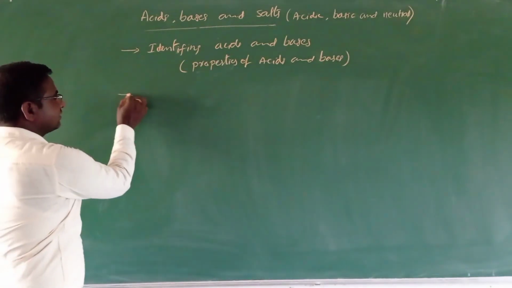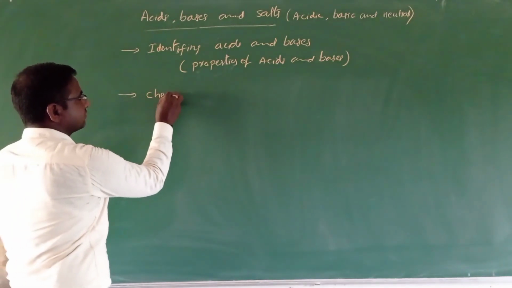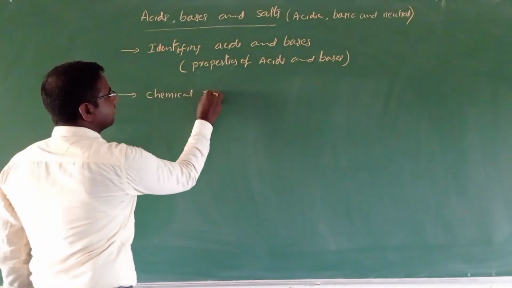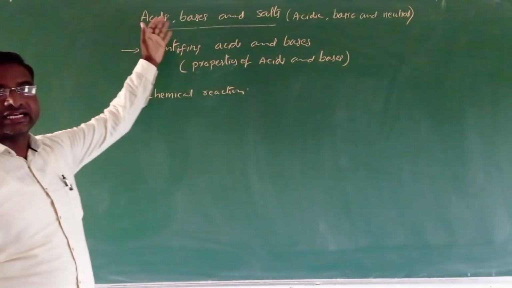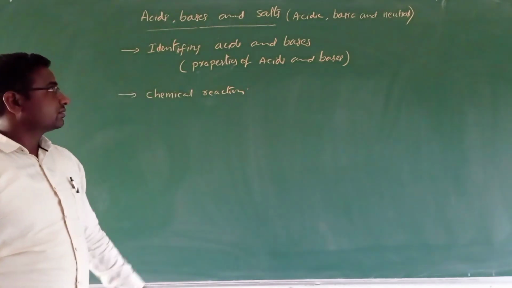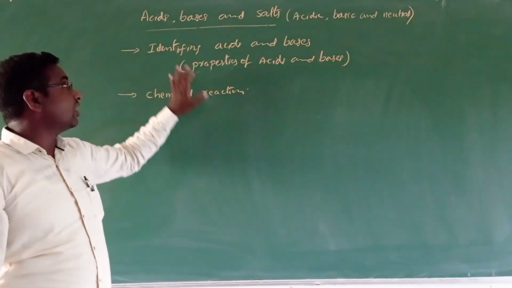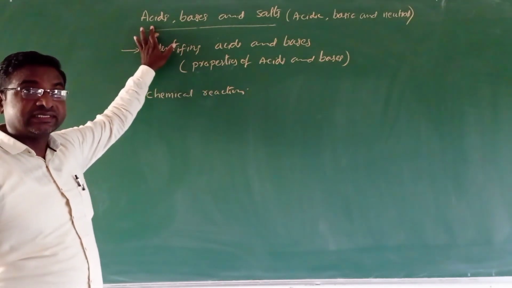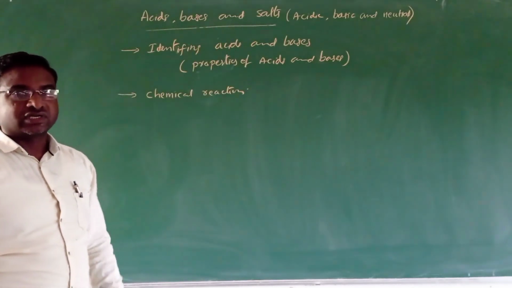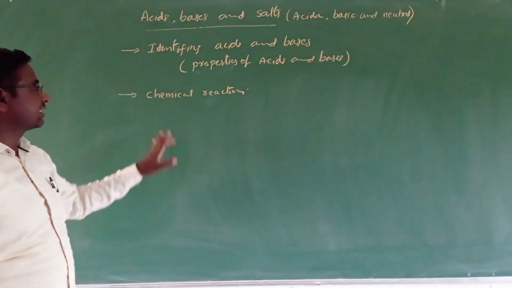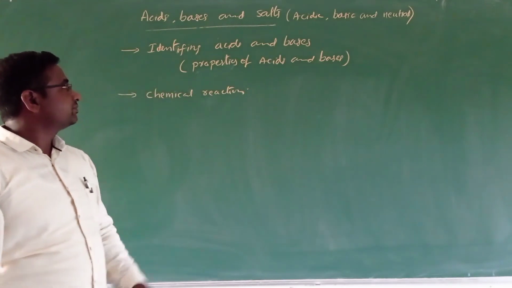The second thing, chemical reactions. Chemical reactions means how acids react with bases, what type of salts we can get. So like this, the chemical reactions: acids react with what type of compounds, bases react with what type of compounds, what type of salts or products we can get. Like this, the chemical reactions of acids and bases we shall discuss in this chapter.